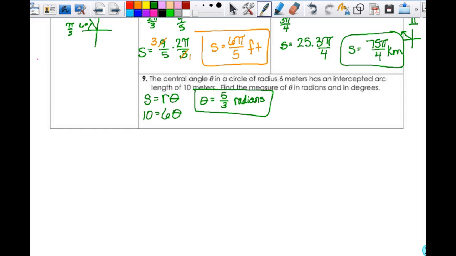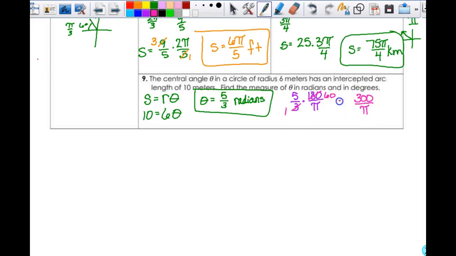Now take these radians and convert them to degrees. When I take a radian measure and convert it to degrees, what do I multiply by? 180 over pi. If you're converting to degrees, the degrees go on top. So then I can reduce. 3 goes into 3 once, goes into 180 60 times. So 5 times 60 is 300. So I get 300 over pi.